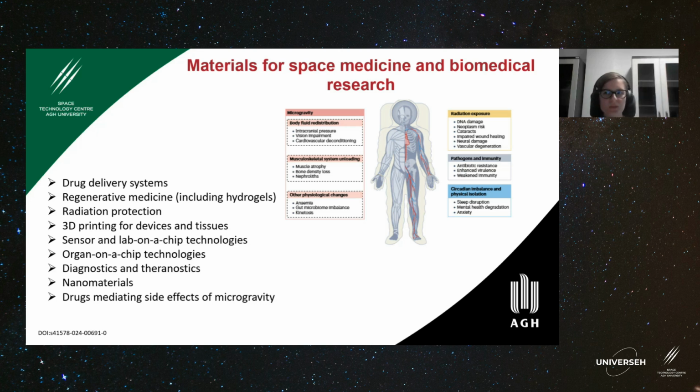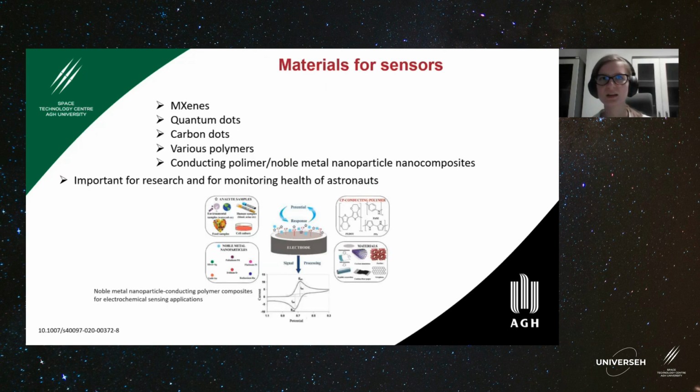Then there is the 3D printing for devices and even tissues, which again circles us back to regenerative medicine. Also, sensor and lab-on-a-chip technologies, which are important not only to study matter found on other planets, but also to study reactions of the human body to extraterrestrial conditions. Then there are various nanomaterials and drugs that would mediate side effects of microgravity.